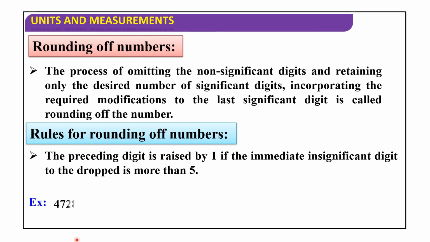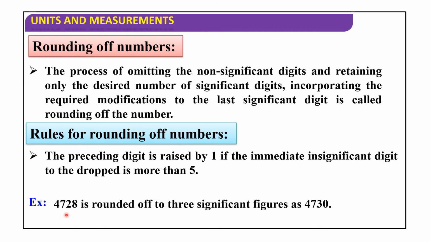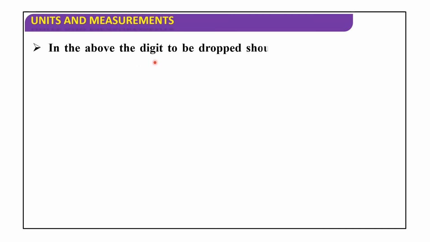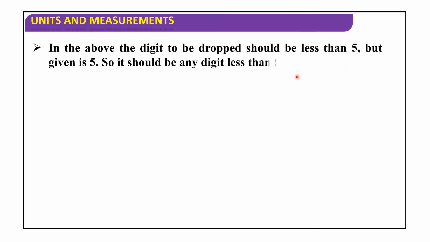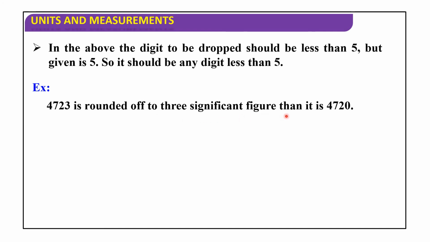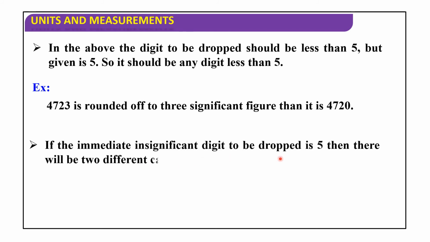Let us see this example. 4728 is rounded off to 3 significant figures as 4730. The digit to be dropped should be less than 5 for it to remain unchanged, so it can be any digit less than 5. For example, 4723 rounded off to 3 significant figures is 4720. If the immediate insignificant digit to be dropped is 5, then there are 2 different cases.